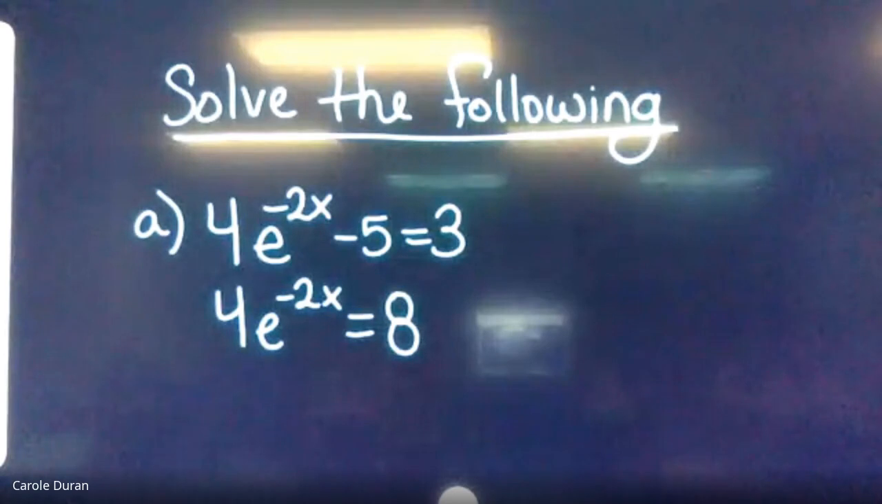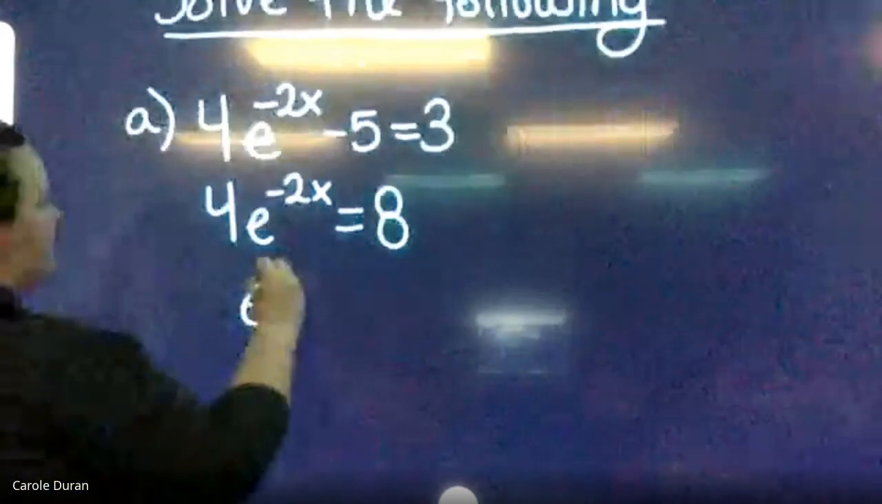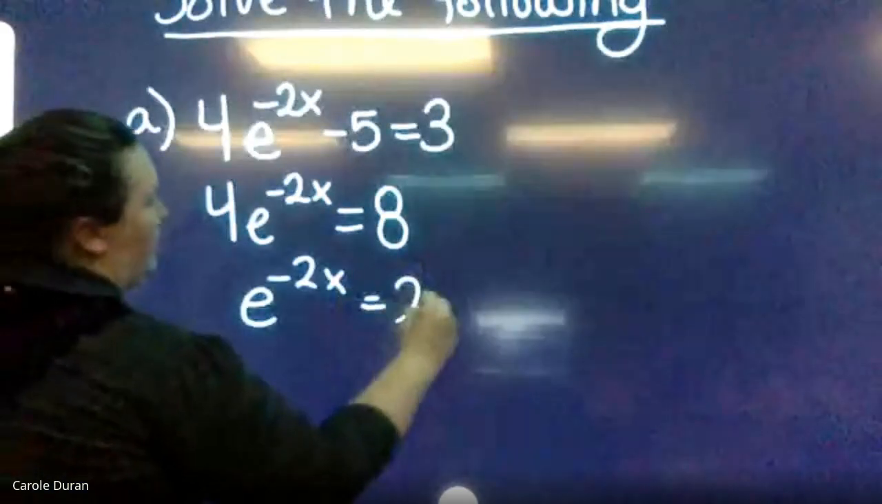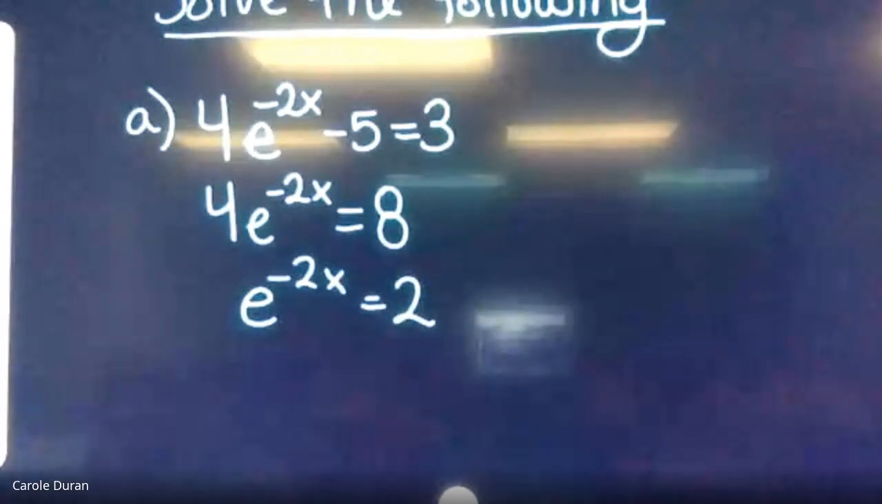There's no other addition or subtraction, so now I move to multiplication or division. Divide by the 4. When I do that, I get e to the negative 2x equals 2 because 8 divided by 4 is 2. Are we all okay with that? So now I have the issue that I have a variable in my exponent and it has a base of e. Anybody have an idea of what we can do with this?